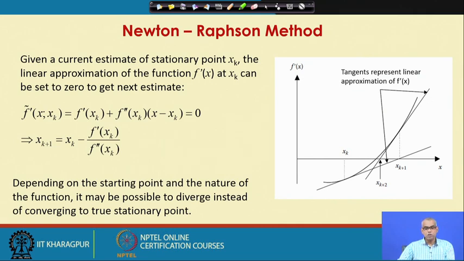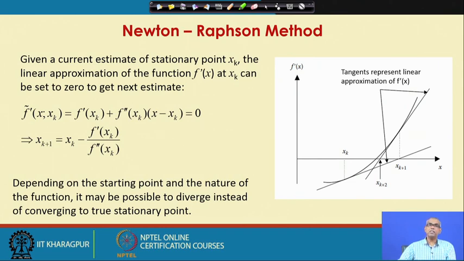So, given a current estimate of stationary point x k, the linear approximation of the function f prime x at x k can be set to 0 to get the next estimate. So, let us say that the current estimate of stationary point is x k. The function is f x and the current estimate of the stationary point is x k. That means, x k is also the estimate of the root of f prime x.